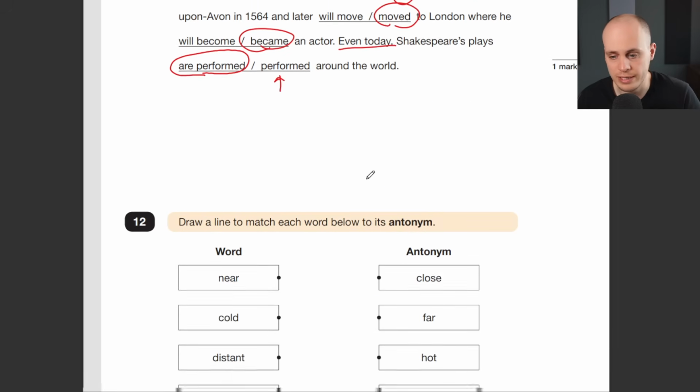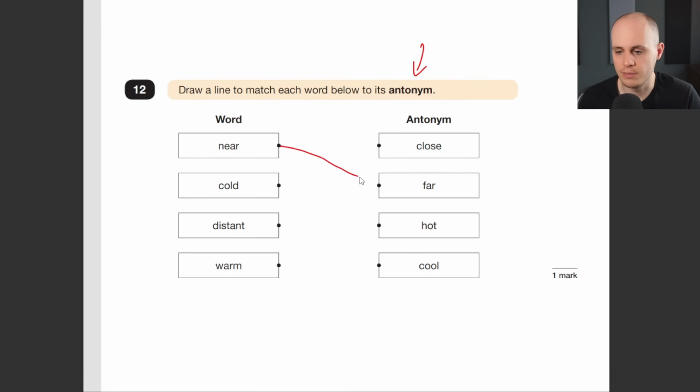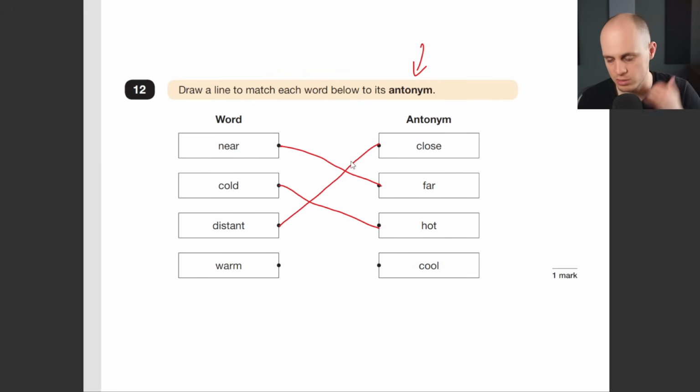So good question, really. Number 12, draw a line to match each word below to its antonym. Antonyms are words of opposite meanings, guys. So synonyms have meanings that are the same. Antonyms have meanings that are opposite. So what's the opposite of near? It's going to be far, isn't it? What's the opposite of cold? It's going to be hot. The opposite of distant is close. Distant means far away. Close means here.